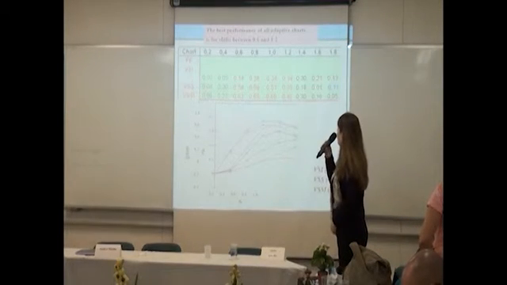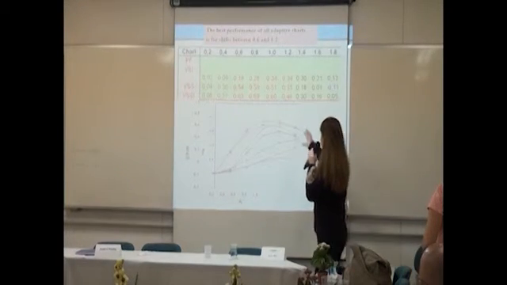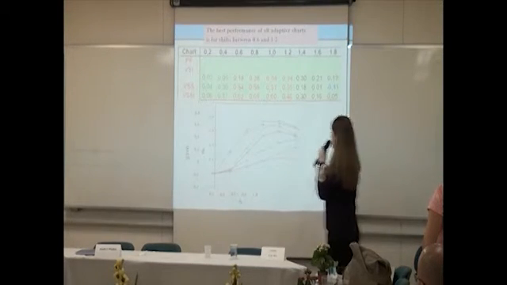The best performance of all adaptive charts is for shifts between 0.6 and 1.2 here, where it's all red. Okay.